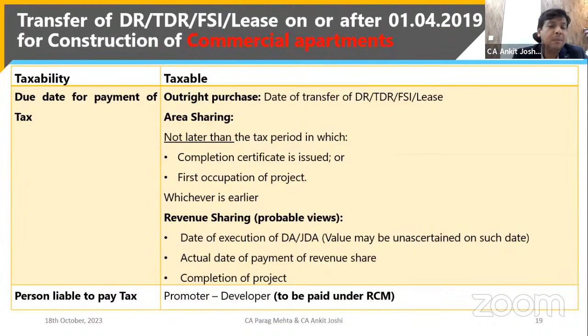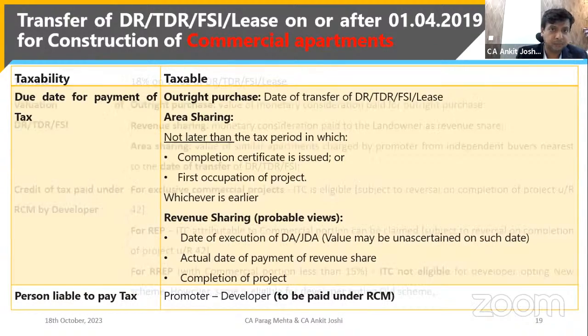The difference between commercial and residential is that in residential, GST is only in proportion to the unsold flats. So if all the flats have been sold till the date of CC, then no GST is applicable on such TDR if it is used for residential. However, in case of commercial, irrespective of whether sold or unsold, GST is payable. The only common thing is that in both cases, GST will be payable by the promoter developer under RCM.